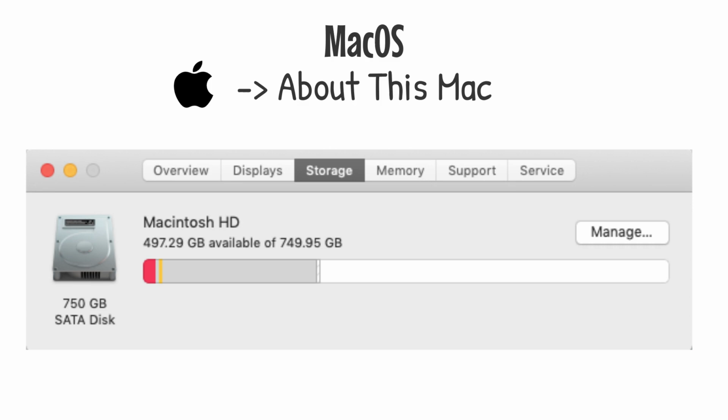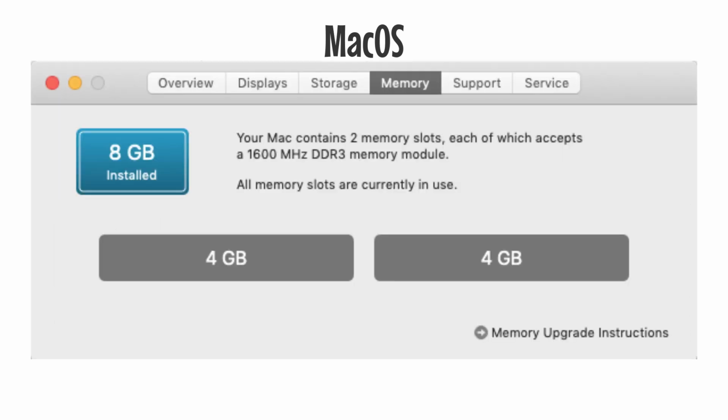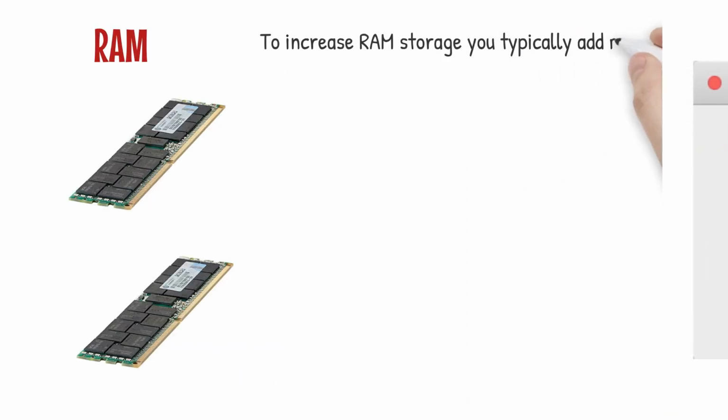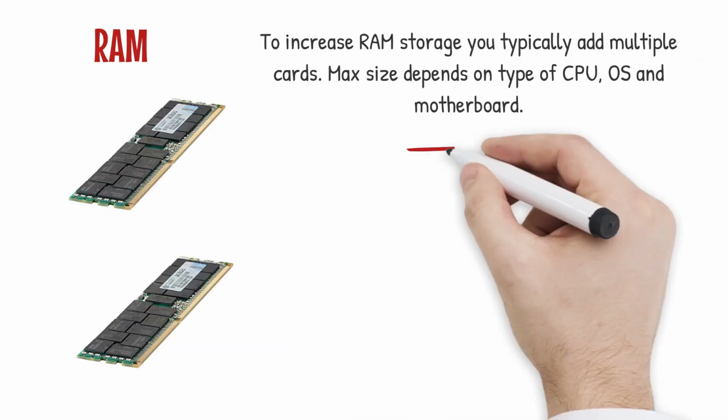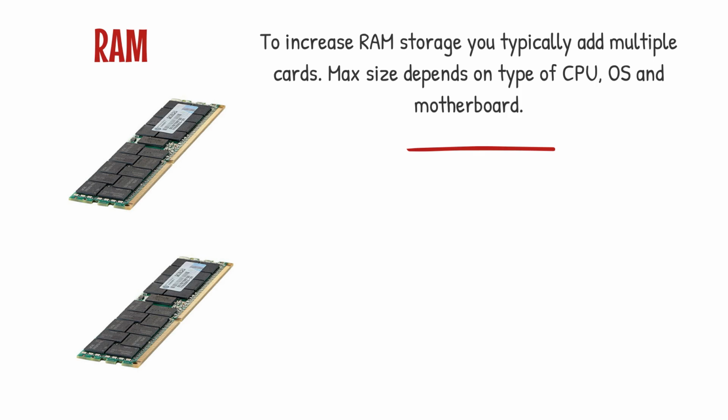On my computer, it is 750 GB. Clicking on the Memory tab shows you the RAM makeup. On my computer, the 8 GB RAM capacity is obtained by adding two separate 4 GB RAM cards. To increase the RAM storage for a computer, you typically add multiple cards. However, the maximum size that you can get depends on the CPU, the operating system, and the motherboard.